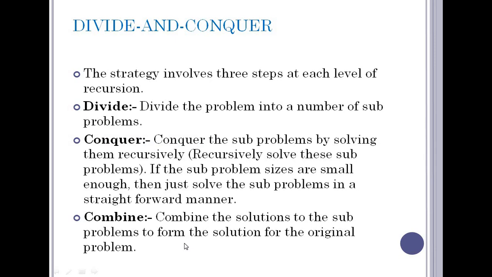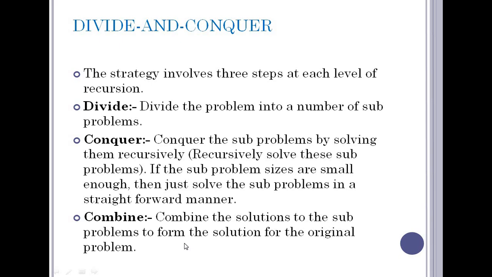In divide and conquer, we are going to follow three steps. The first one is, we will divide the problem into a number of subproblems. Each subproblem is equivalent to the original problem. In the conquer step, we will solve the subproblems recursively, and after that we will combine the solutions to those subproblems to form the solution of the original problem.